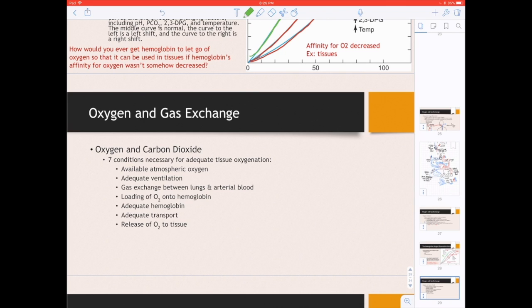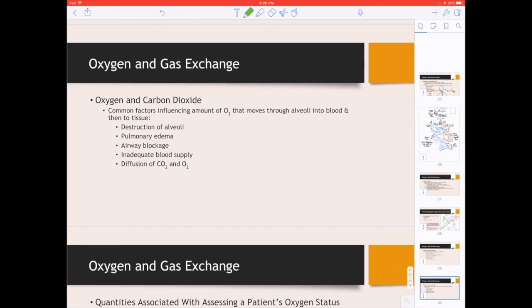You've got to have an adequate amount of hemoglobin. So individuals who are anemic, right, and have a lower amount of hemoglobin are going to have more issues with oxygen exchange. You've got to have adequate transport to those tissues. And then you've got to be able to release that oxygen into the tissue. So you want the hemoglobin to be able to decrease its affinity once it gets to tissues and be able to let go of that oxygen upon delivery.